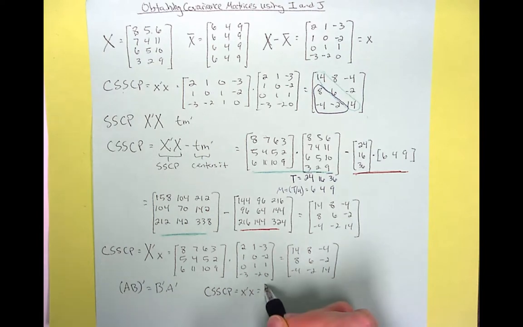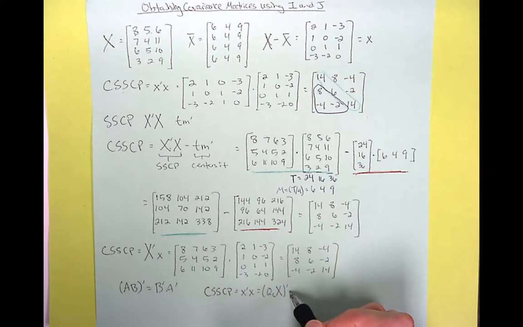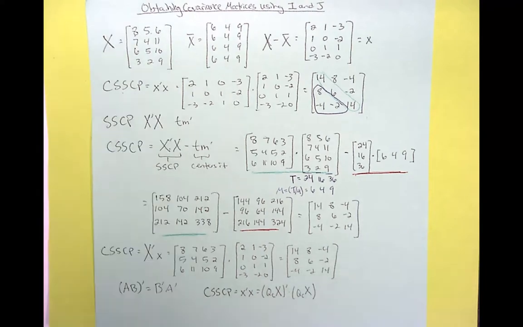And that equals, so we've got the centering matrix times the raw data and the transpose of that times the centering matrix and the raw data. So let's stop right there. How does that even work? Let's demonstrate that.